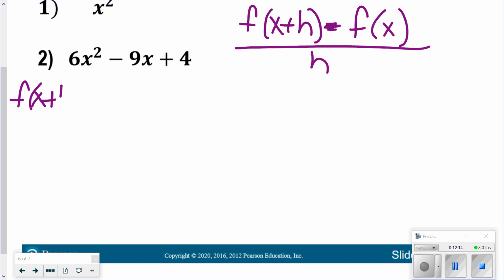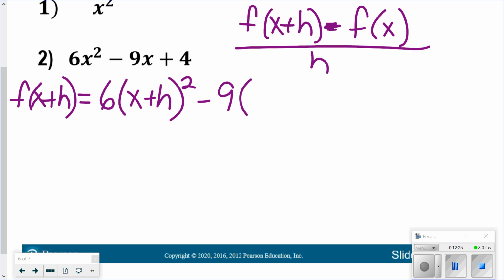F of x plus h equals 6 times x plus h squared minus 9 times x plus h plus 4. Everywhere I had an x, I put a set of parentheses, and I put something inside those parentheses, specifically x plus h, because that's what I was told to put inside the parentheses. Okay, before I can multiply this 6 through, I do have to square that.